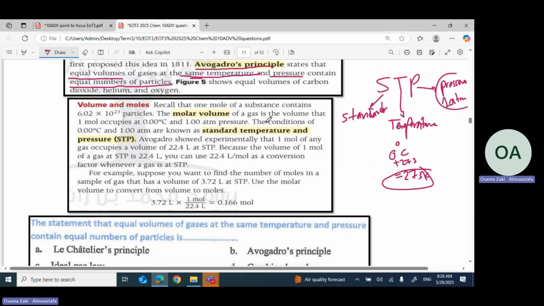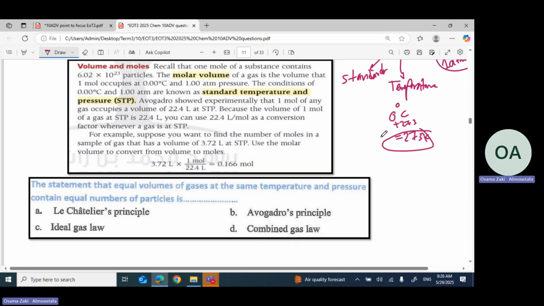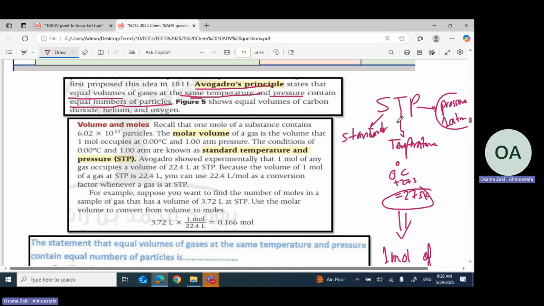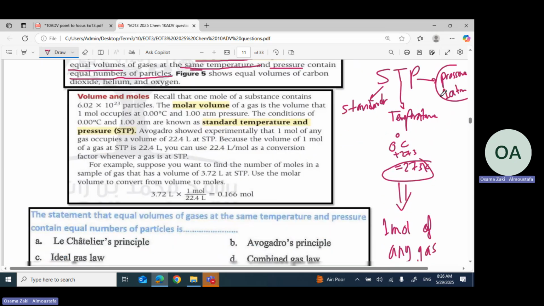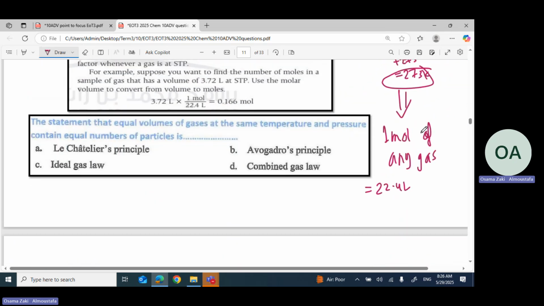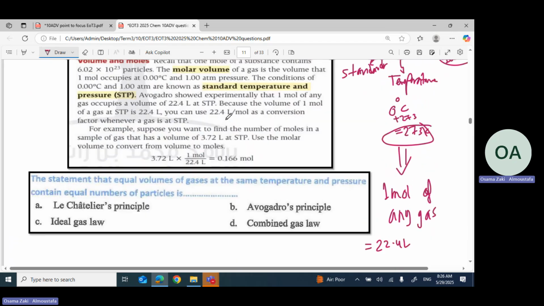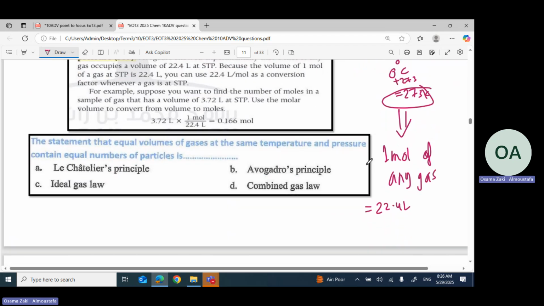So under these conditions, under STP, if you have 1 mole of any gas, this mole of gas will have a volume of 22.4 liter. So under these conditions, temperature 0 Celsius or 273 Kelvin, and pressure 1 atm, the volume of 1 mole of any gas is 22.4 liter. So how can we use it?